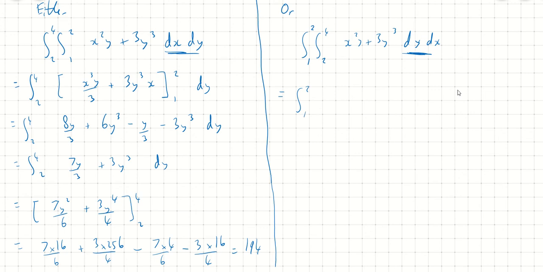We'll do the inner integral first. We're integrating with respect to y. Imagine that x is a constant. So we're going to treat x as a constant. The integral of x squared y dy with x a constant is just x squared y squared over 2. And the integral of 3y cubed with respect to y is 3y to the 4 over 4. And this is between 2 and 4. And we still haven't done the outer integral dx.